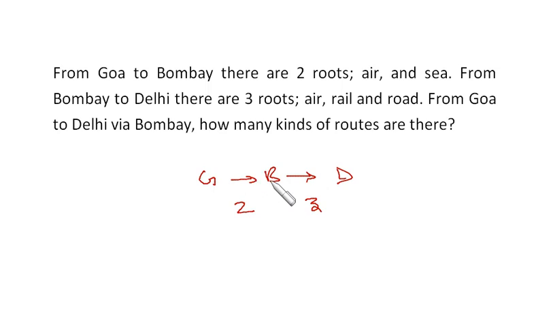So, Goa to Bombay and Bombay to Delhi. Just concentrate on this. Goa to Bombay and Bombay to Delhi. So, 2 into 3, 6 ways will be there. It's very simple. We just have applied the principle of multiplication over here, but simultaneously we have applied common sense. That is, two ways are there from Goa to Bombay and three ways are there from Bombay to Delhi. So 2 into 3, 6. Okay.